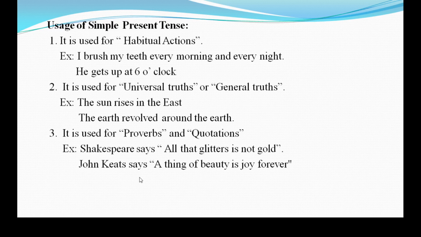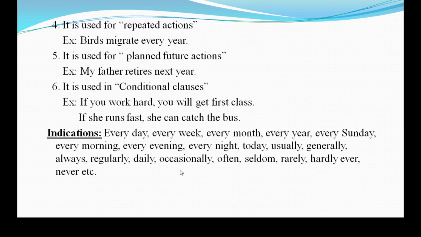And John Keats says, a thing of beauty is a joy forever. And here both are proverbs said by somebody else. So while we are mentioning such proverbs and quotations, we need to mention them only in the simple present tense.